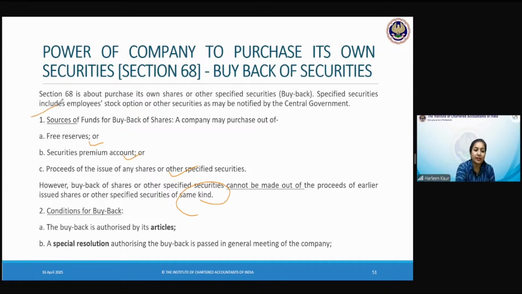So the first point is sources for the buyback, from where the buyback will come. Second is, what are the conditions for buyback? Articles should authorize the buyback of securities.